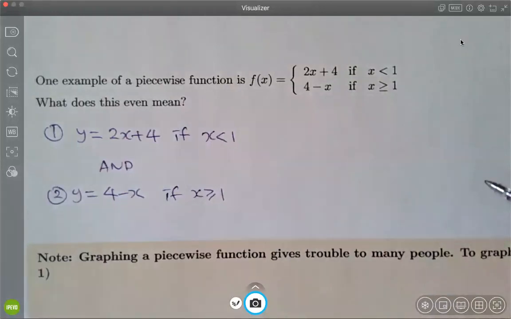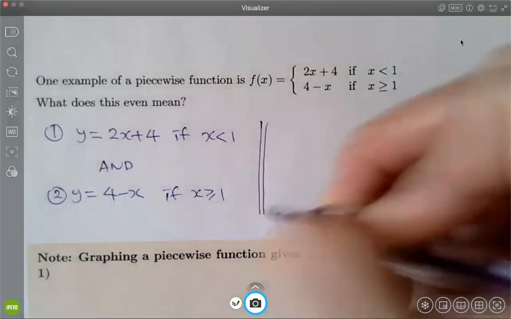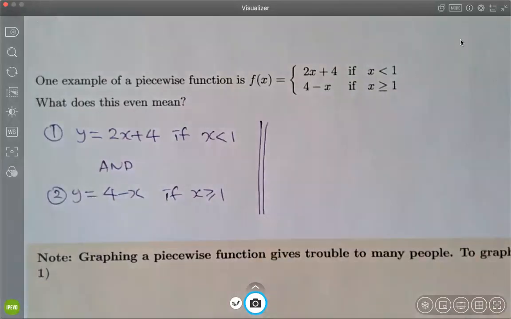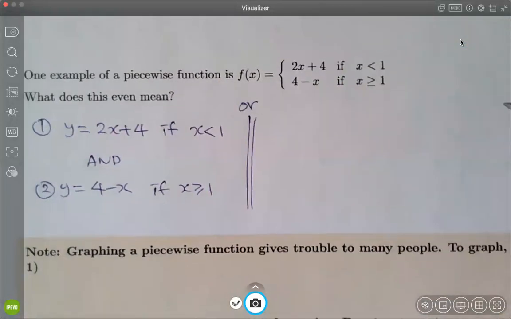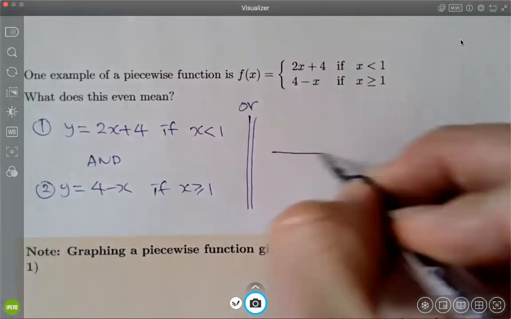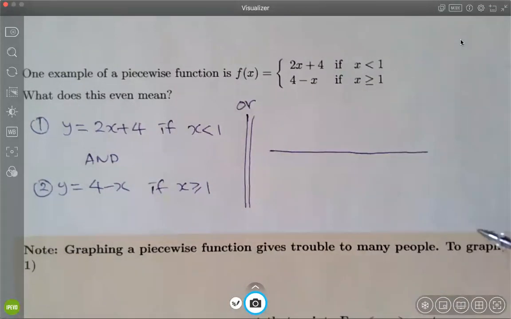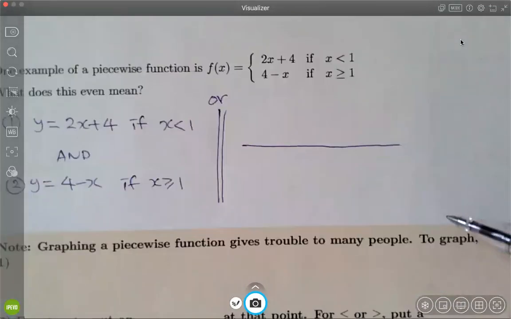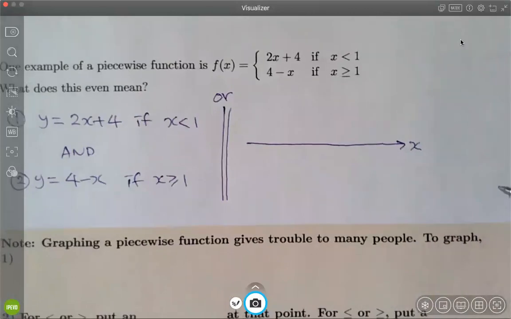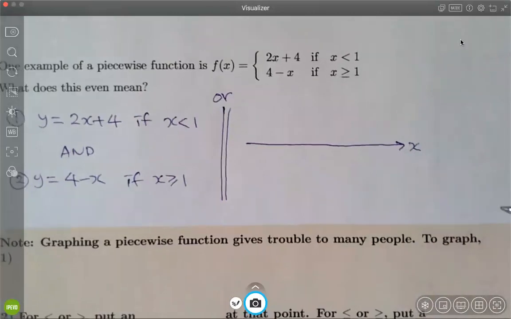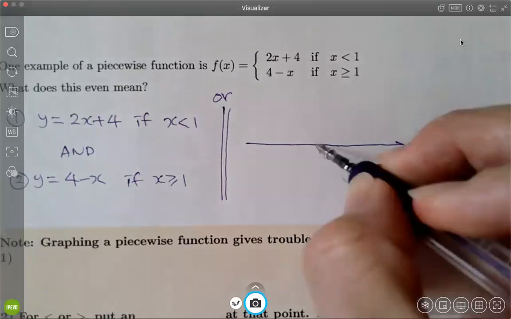However, sometimes people are still confused with this definition. If that's the case, they usually get an illustration of this piecewise function. Here's the illustration. Here's the number line of x values, and on this number line, there is a boundary or threshold value which is at 1.